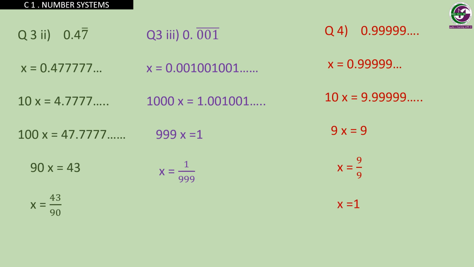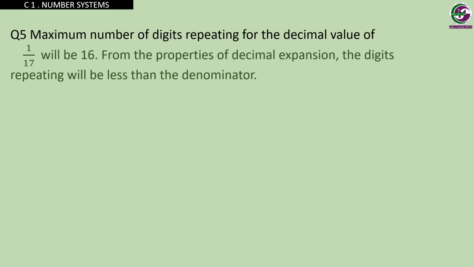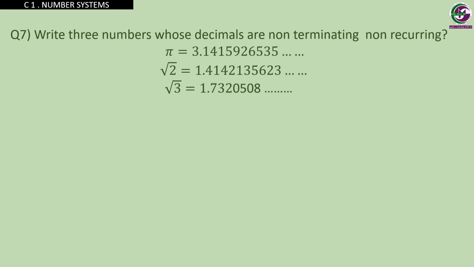Great. It's really amazing. Now, next question is maximum number of digits repeat. Next, we have to write 3 numbers in the decimal form, which are irrational numbers, which we already studied in lesson 2, and here pi is equal to, it's not repeating and it is not ending. Here are 3 examples. You can write as many as you want with using square roots.